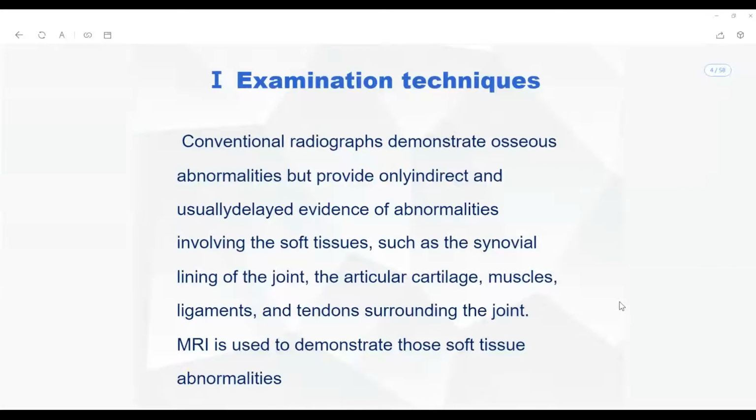So in such a situation, MRI is used to demonstrate these soft tissue abnormalities. Let me introduce you to a clinical condition. An 8-year-old female has been complaining of left-sided knee pain for the last 20 days. On physical examination, nothing is abnormal. So, what are you thinking about?